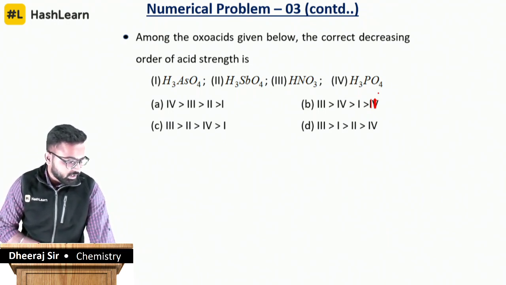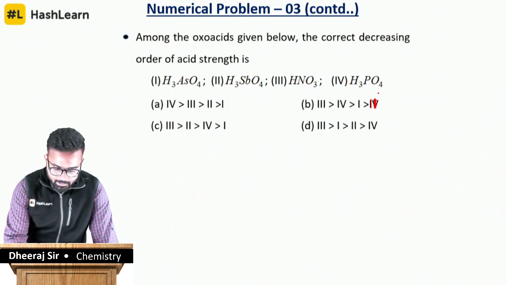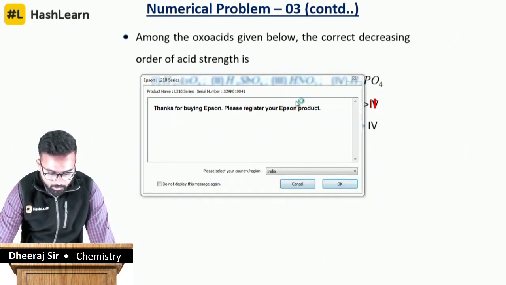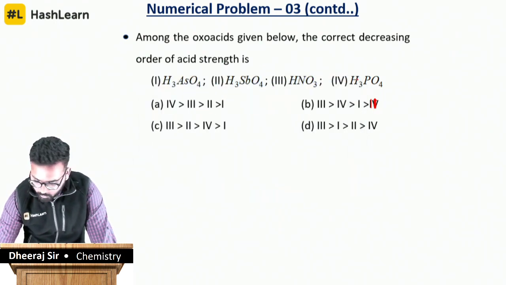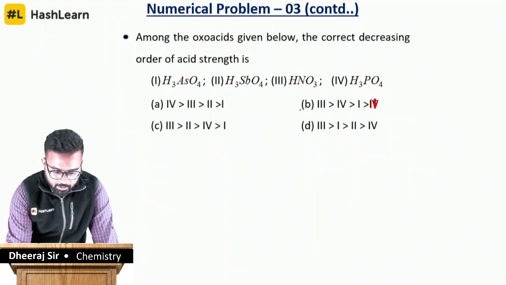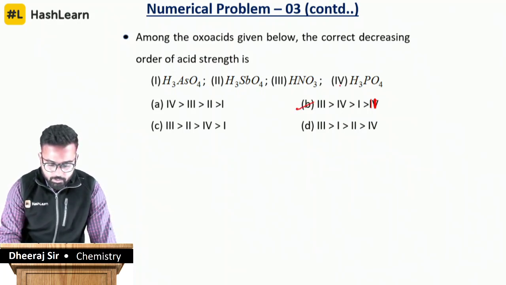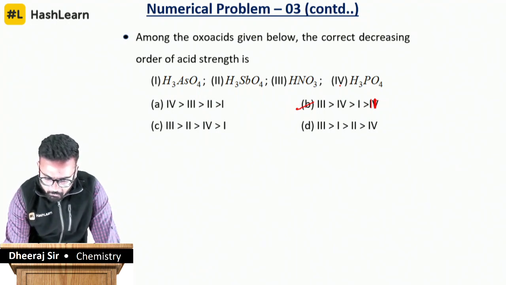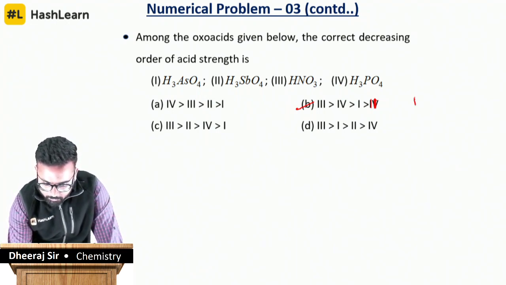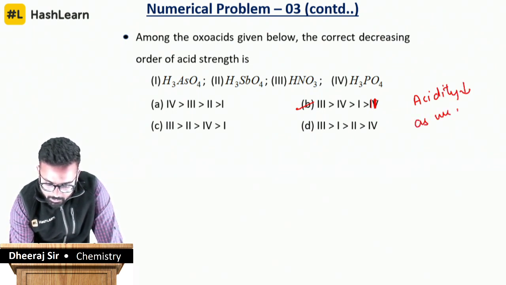So we have Preeti joining us. And yes, Sakshi, you're right. Excuse me for that, guys. So we have B as the answer. It's 3, 4, 1 and 2. The reason is pretty straightforward. You will know it very well yourself. Acidity decreases as we move down the group.